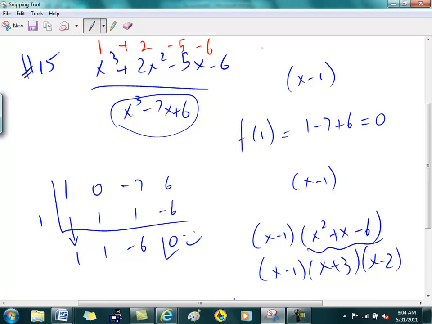Negative 1? Negative 1's 5 and 1, 6. No, I don't. Negative 1 does work? Okay, so you go minus 1, that's a plus 2, that's a plus 5, so that's a 7 minus 7. So upstairs, you're going to do a synthetic division by x plus 1, the opposite, okay? And then you'll see that some factors will cancel out. So do a synthetic division of 1, 2, negative 5, negative 6 by minus 1. And then you'll have to cancel the factors.